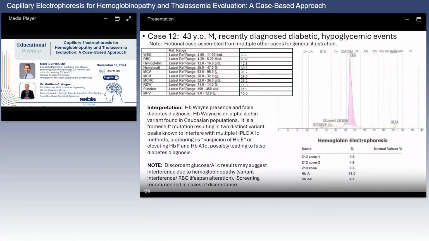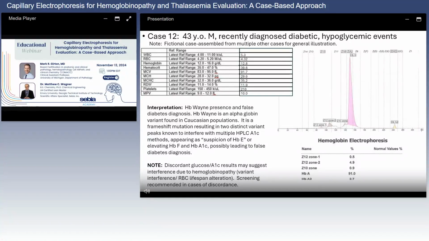It may appear either as a peak suspicious of hemoglobin E, or it may co-elute with hemoglobin F and hemoglobin A1C on HPLC, causing an elevated A1C and potentially leading to a misdiagnosis of diabetes. Interestingly, this particular variant causes no such interference on the Sebia hemoglobin A1C method. Both of the variant peaks are plainly visible, well separated from hemoglobin A and A1C, and a normal A1C value can be seen and reported.